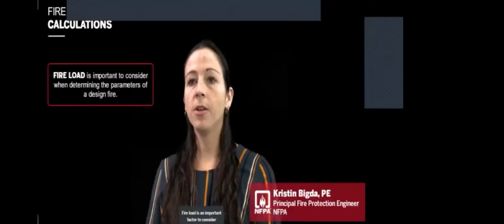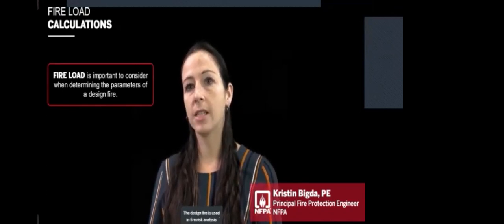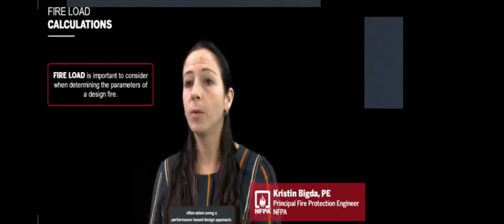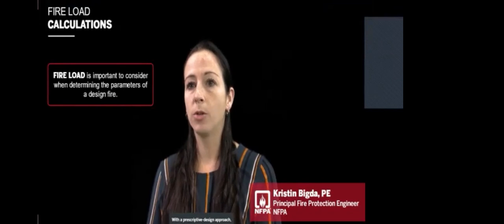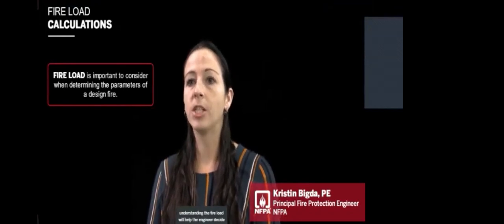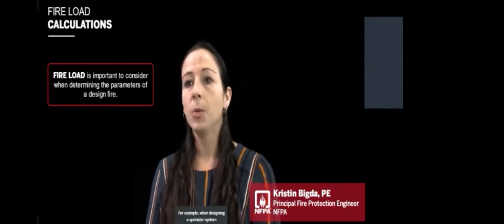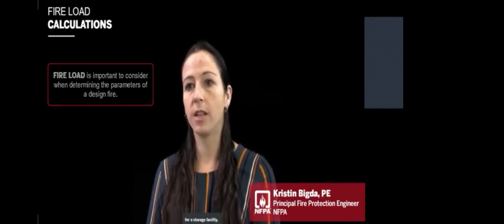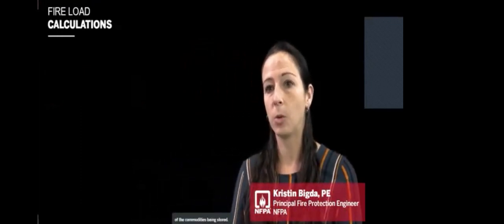Fire load is an important factor to consider when determining the parameters of a design fire. The design fire is used in fire risk analysis and fire modeling of a building, often when using a performance-based design approach. With a prescriptive design approach, understanding the fire load will help the engineer decide what design scheme to select. For example, when designing a sprinkler system for a storage facility, the engineer must understand the fire load potential of the commodities being stored.